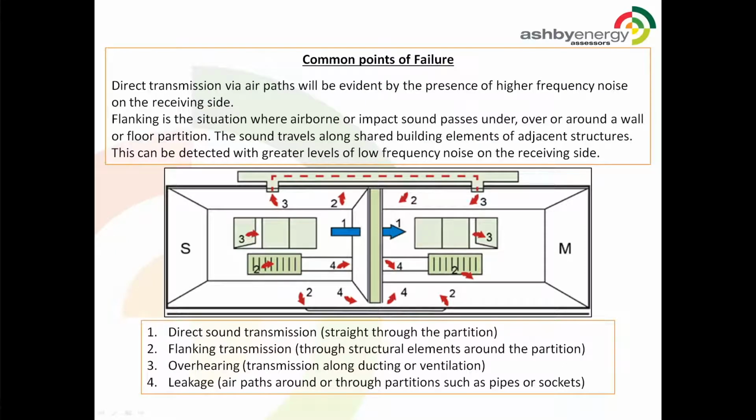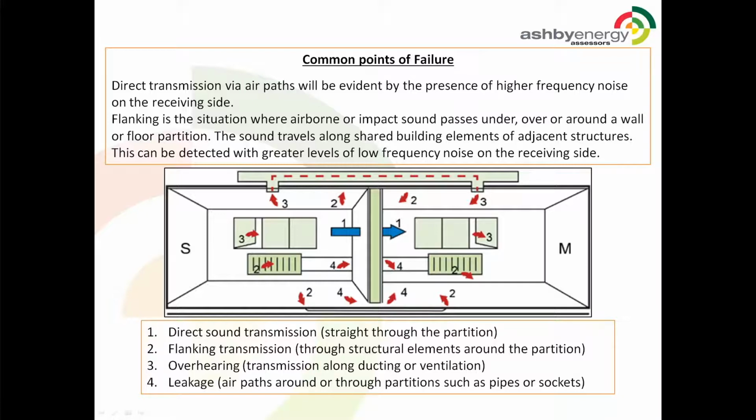Common points of failure. Direct transmission via air paths will be evidenced by the presence of higher frequency noise on the receiving side. You will literally be able to hear higher frequency noise on the receiving side of the partition or floor. Flanking is the situation where airborne or impact sound passes under, over, or around a wall or floor partition. The sound travels along shared building elements of adjacent structures. These can be detected with greater levels of low frequency noise on the receiving side.